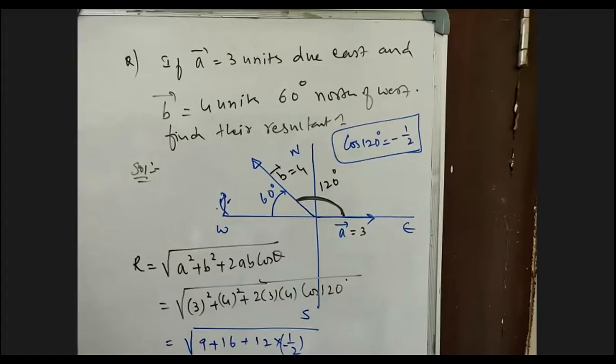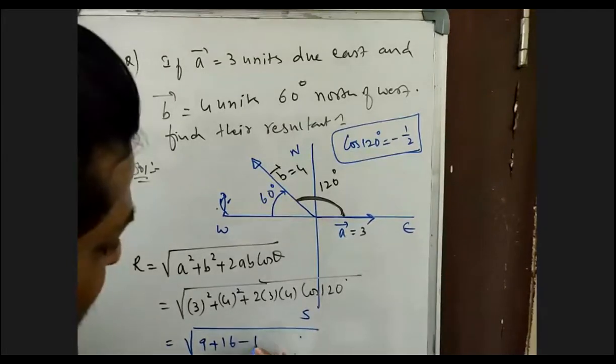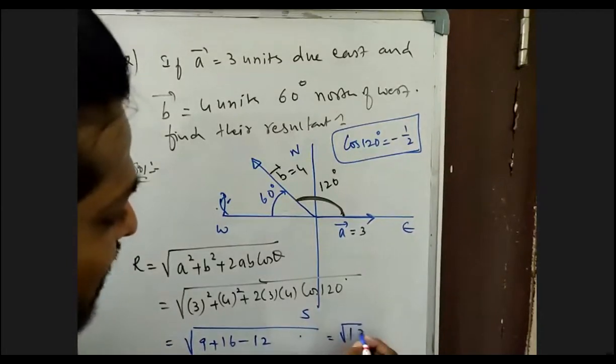Minus 6. Root 19. No, two reasons. Sir, root 13. Yeah, root 13. 24 letters. This will become for me 12, not 24. Minus 2. So this will become 12. So this will become for me root 13.